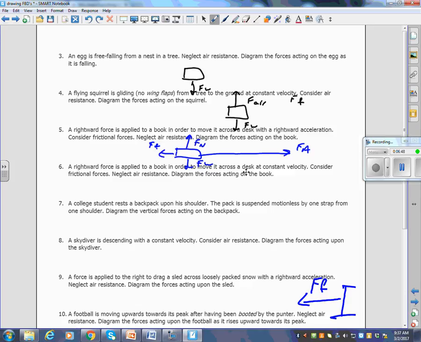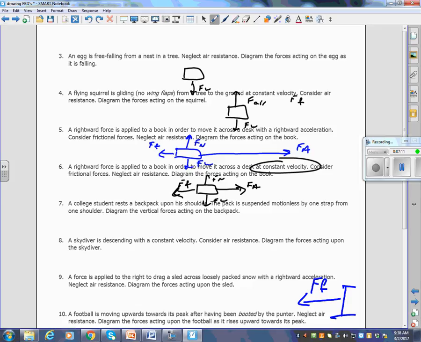This time it's at a constant velocity, so what's different here? Weight force down, normal force up, friction force, applied force. Those forces should be equal. The ones to the left and the right should be equal, right? Constant velocity. That is a key term to watch for.